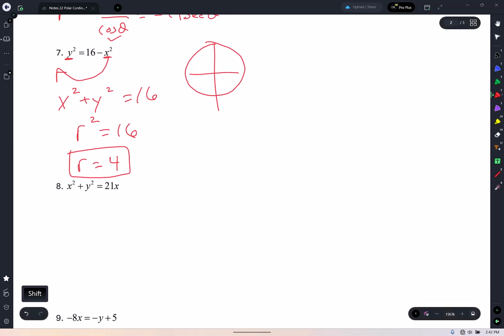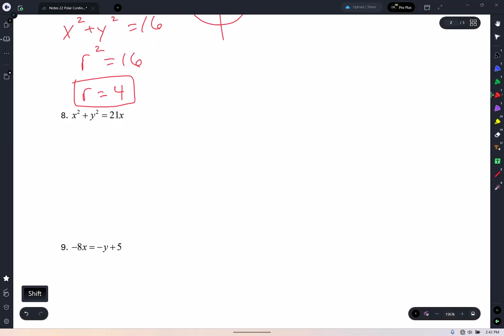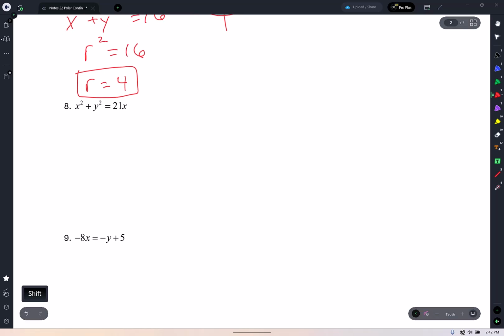All right, here you go, guys. Number 8. That's a circle as well, centered somewhere, but right now we're just focused on getting the equation in terms of r. So look at what I have on the left side: x squared plus y squared. What am I going to replace that with? R squared equals 21 r cosine theta.